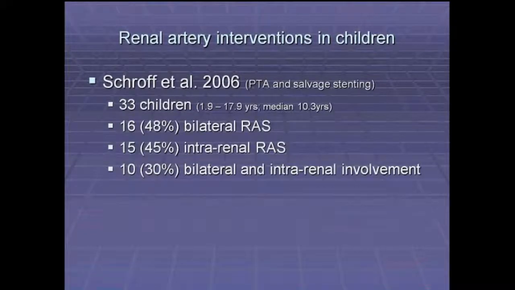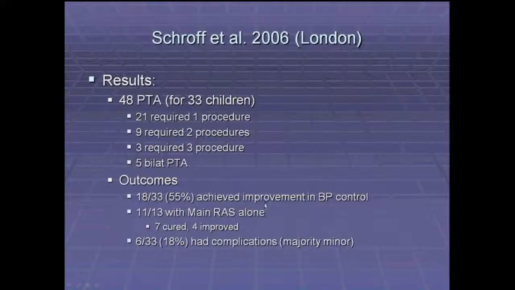Group out of England, they took all comers, right? 33 children, mean age somewhere around 10 or median, right? Half of them had bilateral renal artery disease. Nearly half of them had intrarenal disease. And nearly a third had bilateral and intrarenal. So, what's the results? They did angioplasty in 48 of them, right?